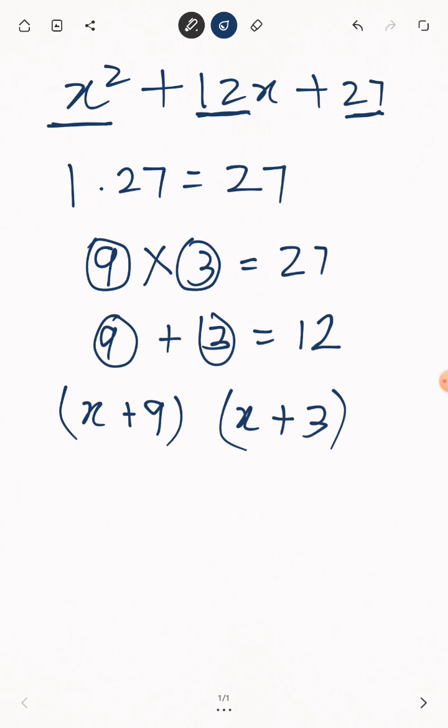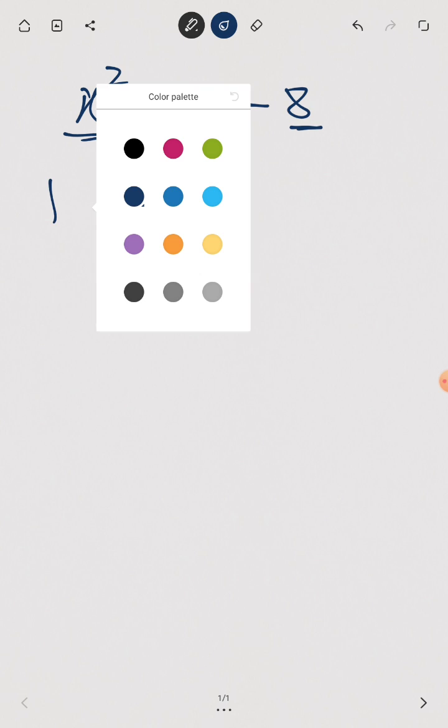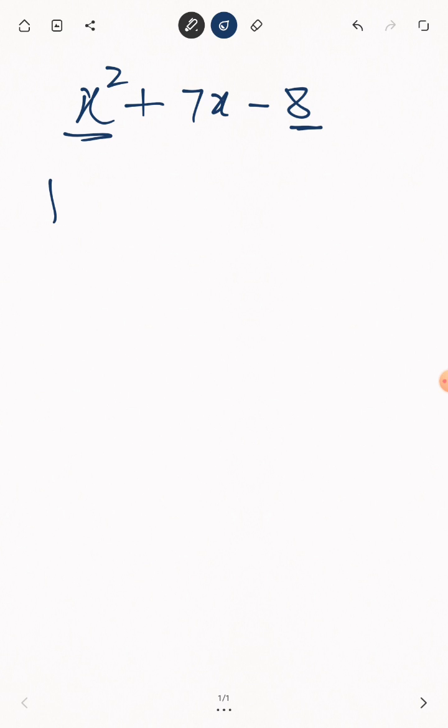Now let's try another example. So this time I have x squared plus 7x minus 8. Again, we have to multiply the constant term and the coefficient of x squared. The coefficient of x squared is 1, and now you have to be careful. When you're multiplying, you have to include the sign as well. So this time we have negative 8. 1 times negative 8 will be negative 8.